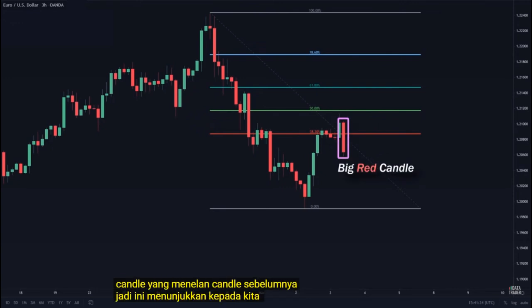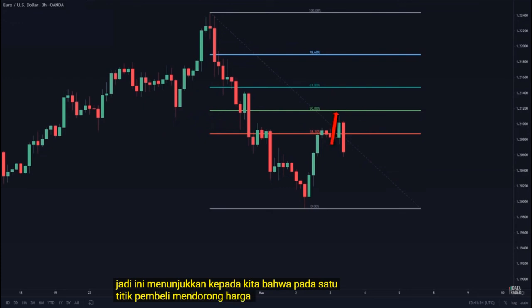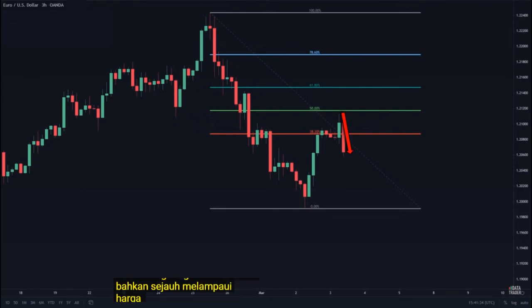So what this shows us is that at one point, buyers pushed the price upwards, as shown by this green candle breaking above the 38.2% level, but then sellers came in stronger and pushed the price back down, even as far as surpassing the previous candle's opening price, indicating that there's actual downwards momentum at this area.